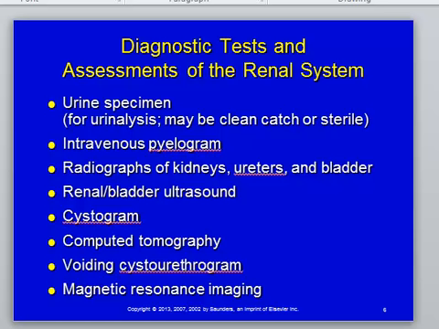It goes into the different radiographs: your kidney, ureter, and bladder, cystoscopy, where they go up and examine the bladder and the lower tract to see if there's any tumor or stones. Of course, the CT scan, to check for any renal tumors, and the voiding cystourethrogram.